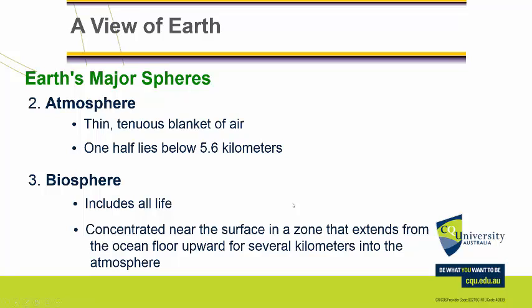The Earth's major spheres, the second one is the atmosphere, the thin, tenuous blanket of air that surrounds us. One half lies below about 5.6 kilometres above us, and the other half is above that. Now, when we look at the different levels of atmosphere and the different constructs of atmosphere, different things are possible. Different constructs are at work.